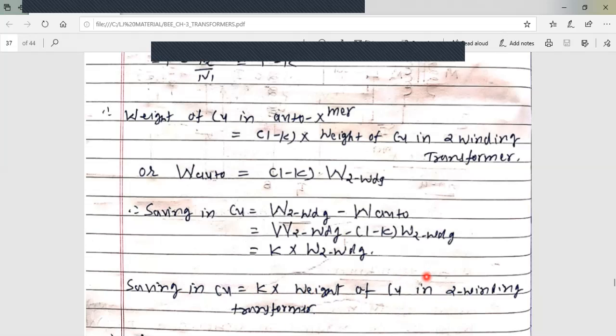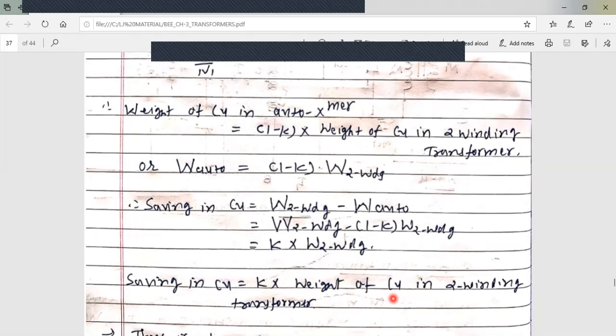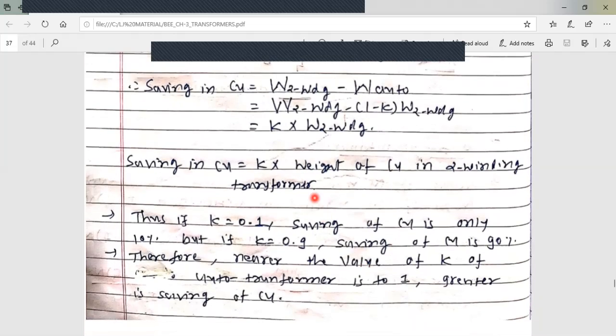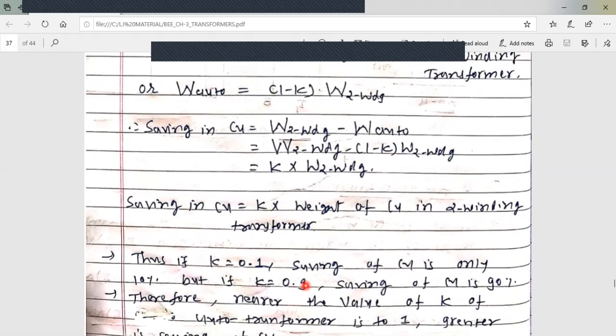This is the equation. And from this equation, we can say that if K equals 0.1, saving of copper is only 10%. But if K equals 0.9, saving of copper is 90%. So the nearer the value of K of auto transformer is to 1, the greater is the saving of copper. So we can say that if K is nearer to unity, then the copper saving is more. Okay, so this is all about auto transformer.